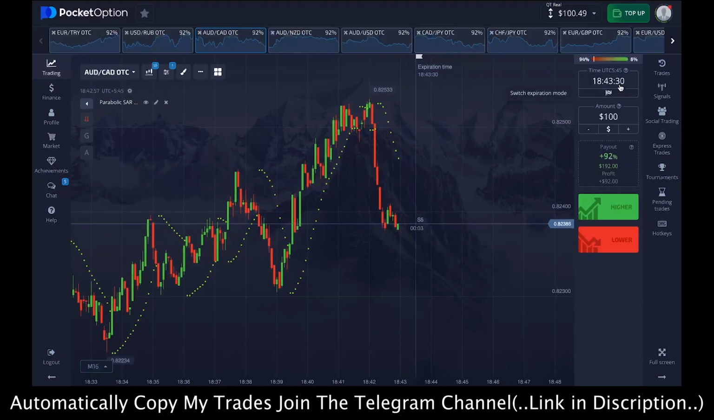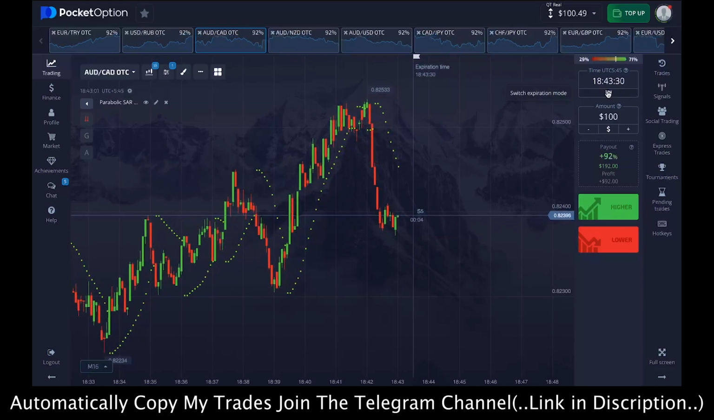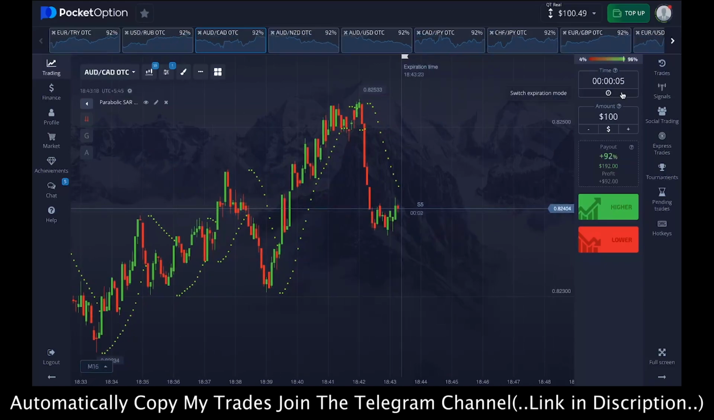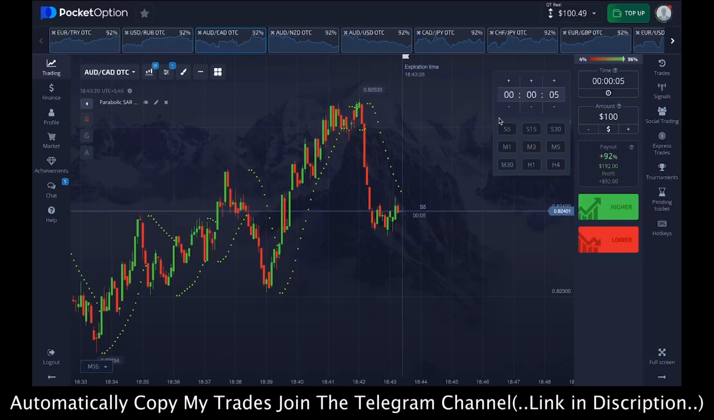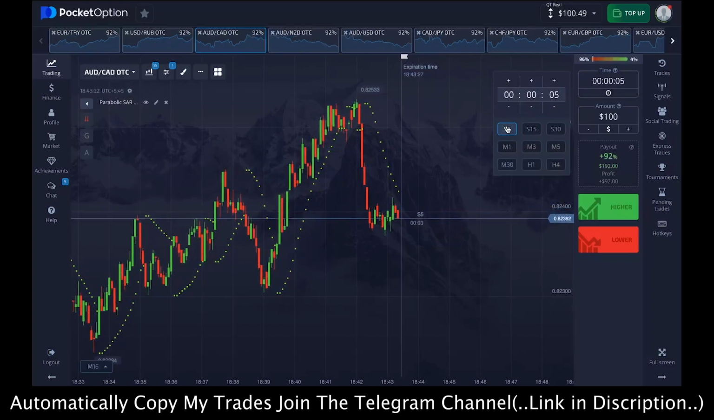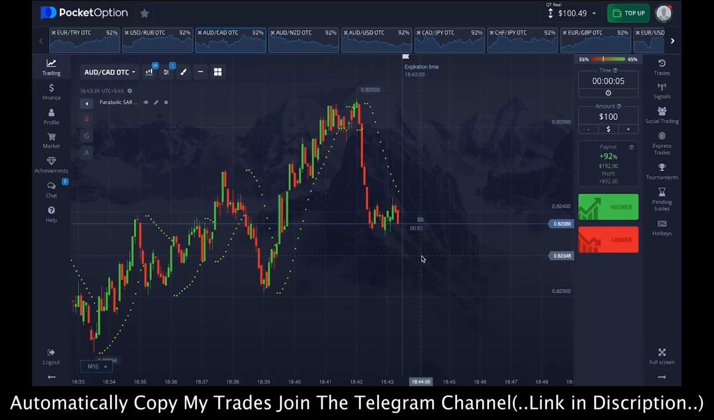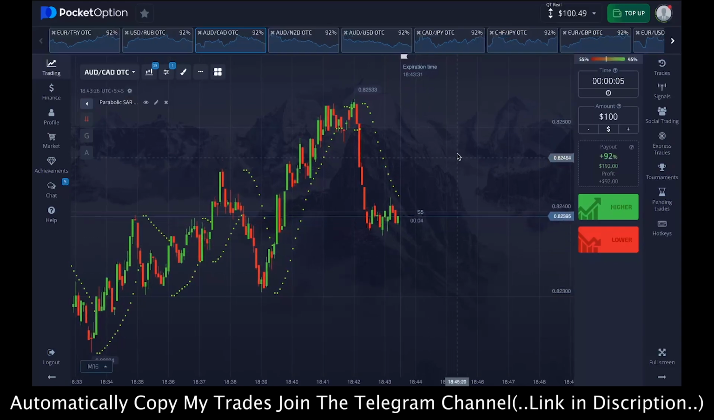So now once you do all of this, the important thing is this one. Maybe you are seeing a flag like this on your screen in your Pocket Option account. If it is showing like this, just make it this kind of clock and select 5. Okay, so your trading time frame will also be 5 seconds.